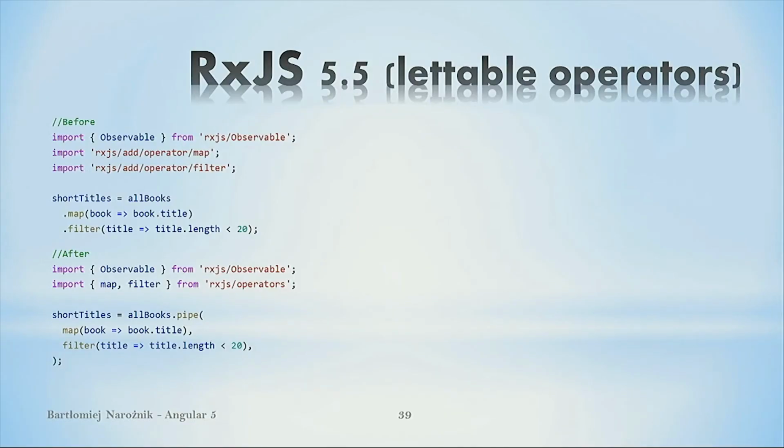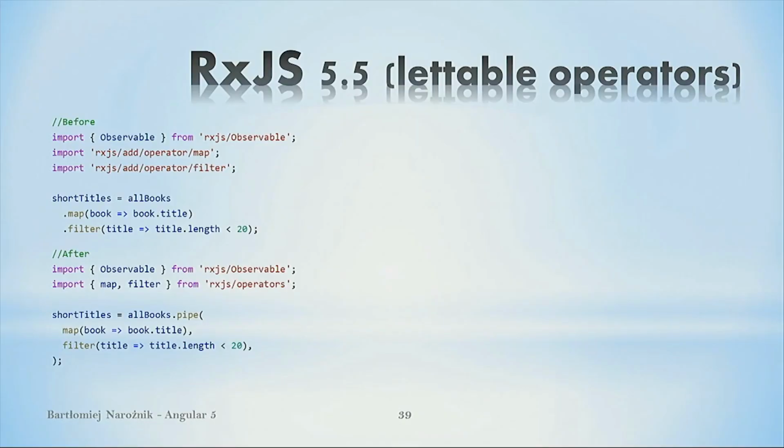And finally, the new Angular supports RxJS 5.5. There are a lot of cool features there, but most important is lettable operators. So basically, it helps a lot with the tree shaking mechanism. So usage of that is pretty simple. Instead of having functions chained to your observable, you can now use the pipe function and put your operators there.